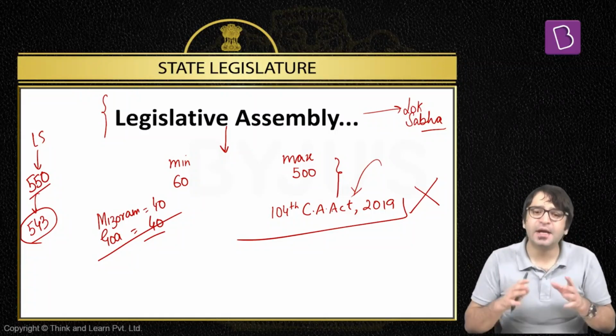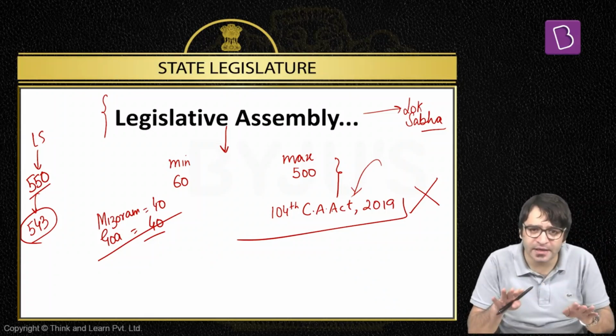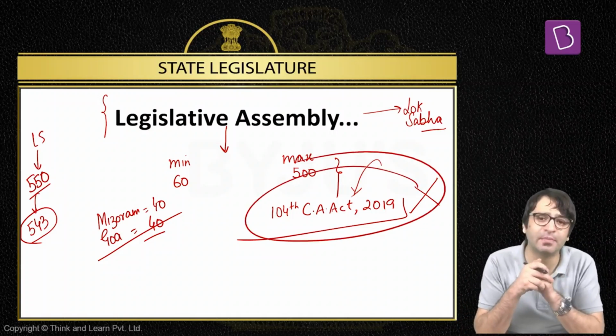A few things that we need to keep in mind: the Constitution does not talk about the composition of legislative assembly. It talks about a range, minimum 60, maximum 500. Although there are a few exceptions. Clear? Similarly, there is no Anglo-Indian reservation now, even in legislative assemblies. That Anglo-Indian reservation is gone thanks to 104th Constitutional Amendment Act 2019.